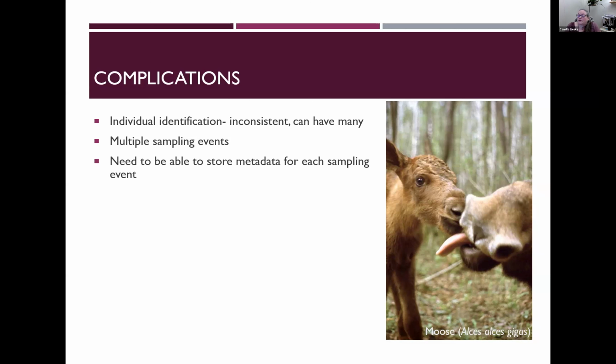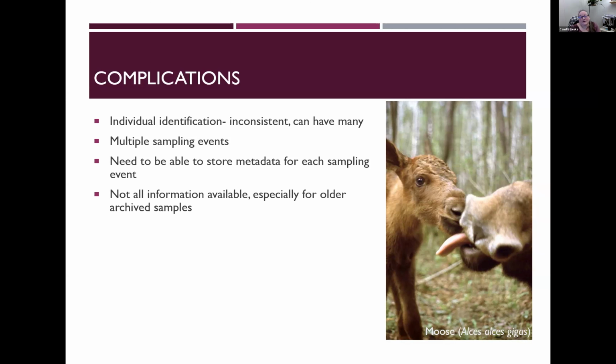We need to be able to store that metadata for each of those sampling events, because that can change. So for instance, at one point when we capture an animal, it might be in one area of Alaska, but because this is a migratory animal, the next time we see it, it may be in a completely different place. So sometimes even that simple thing of the location of where that animal lives can be very broad, and we need to be able to know where it came from at any one time to better understand what we're seeing in those samples.